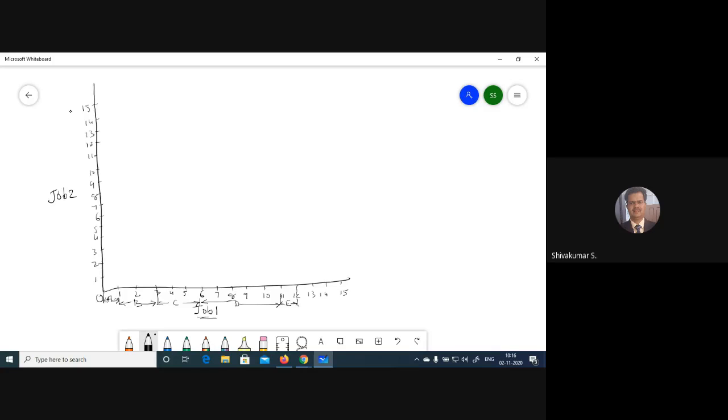The sequence given for the second job is C, A, D, E, B. So C takes 3. From here to here, you mark this as C. Second, A, 4, so 3 plus 4, 7. You mark here A. Next, D takes 2, 7 plus 2, 9. So you mark here D. Similarly, E takes 1, that is 10. So you mark here E.